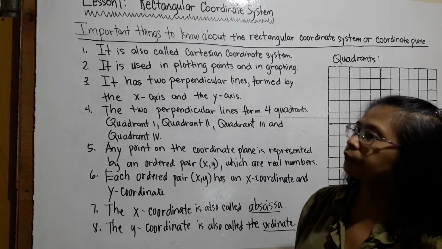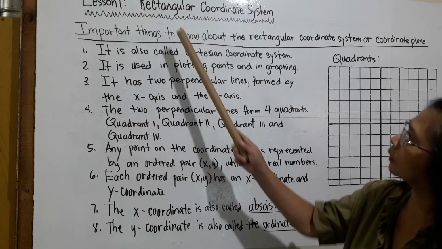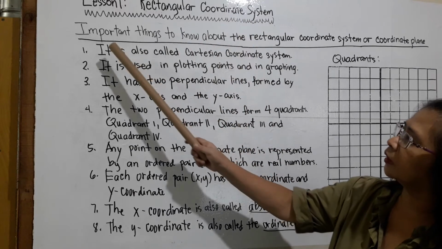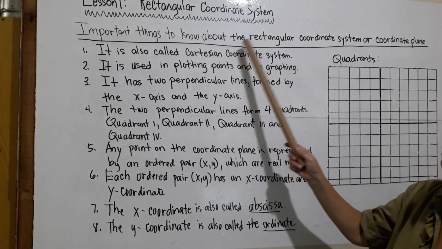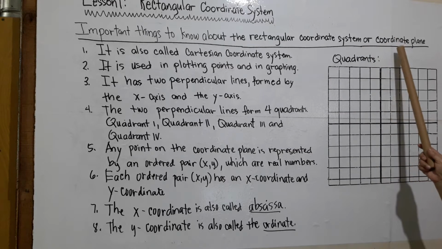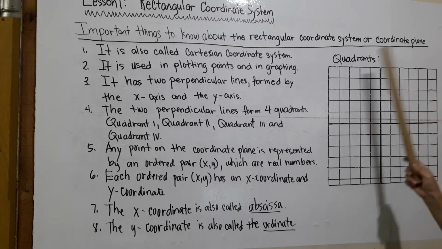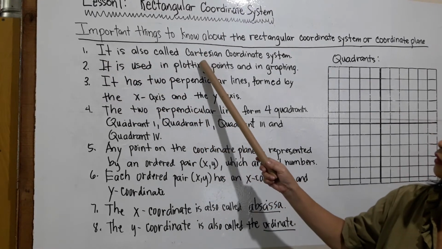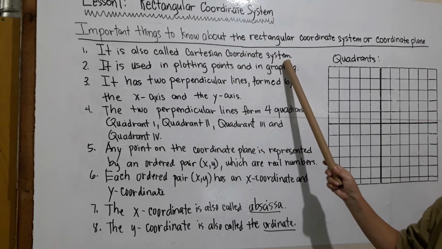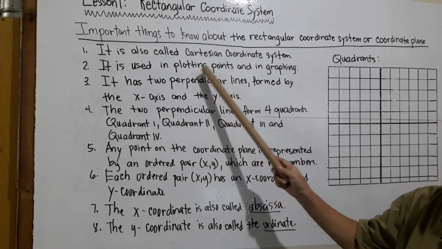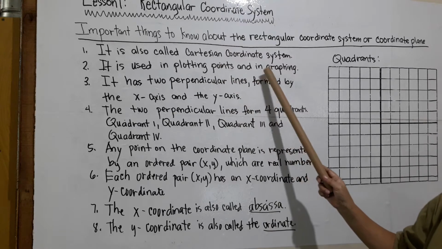Lesson 1 of Chapter 3 is about the rectangular coordinate system. We have here important things to know about the rectangular coordinate system, or the rectangular coordinate plane. Number 1, it is also called the Cartesian coordinate system. It is used in plotting points and in graphing.